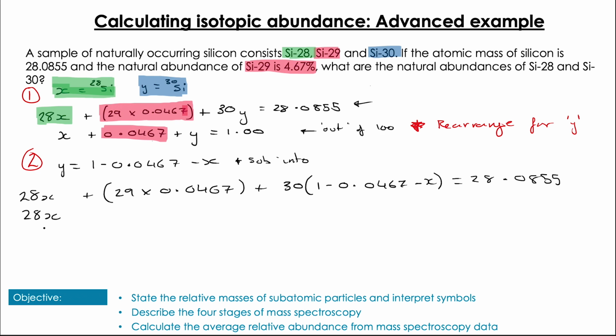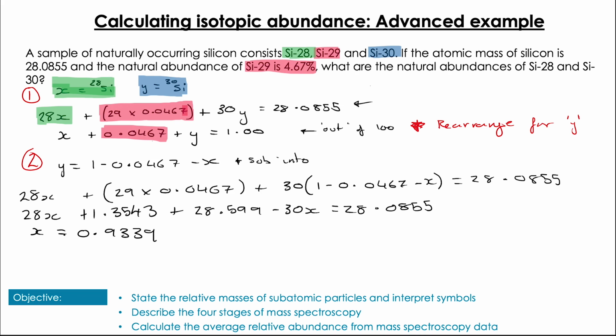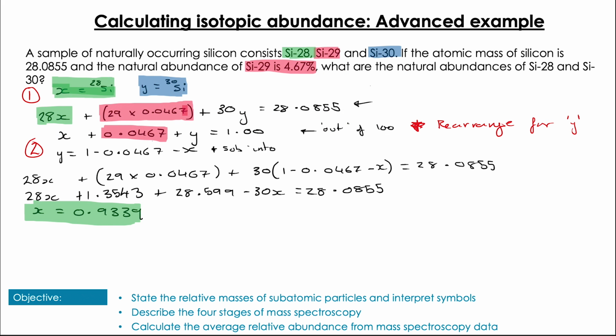28.0855. Now we can simplify and expand this expression out so that we get 28X plus 1.3543, which is that expression, plus 28.599 minus 30X equals 28.0855, which gives us an X of 0.9339. So we now already know the percentage abundance of our silicon-28. We now know that that is going to be 93.39%. But the third step is we've got to solve to actually find Y, our last silicon-30 unknown.